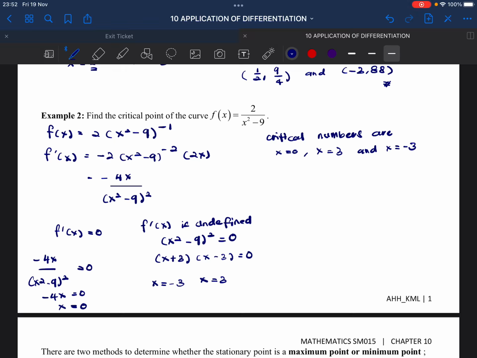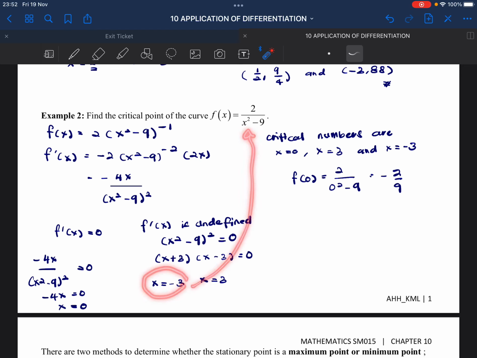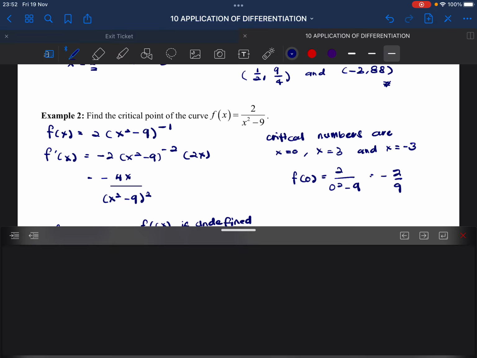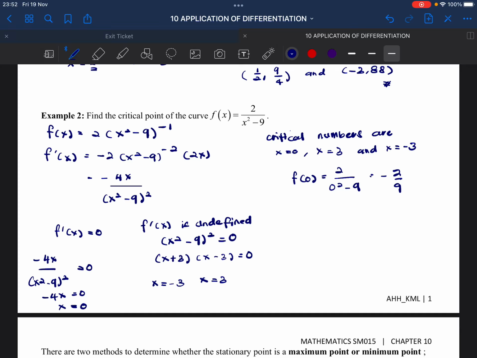Now we want to find our critical value. To find a point, we need to have our y value. So just substitute. When x equals 0, substitute into the original function. That's going to leave us 2 over (0 squared minus 9), so we have negative 2 over 9. If we substitute 3 into this, you are going to get 2 over 0. That means your f(3) will be undefined, obviously, and your f(negative 3) also will be undefined.